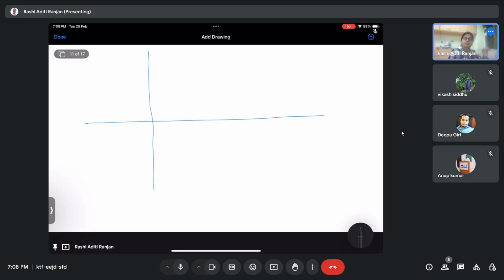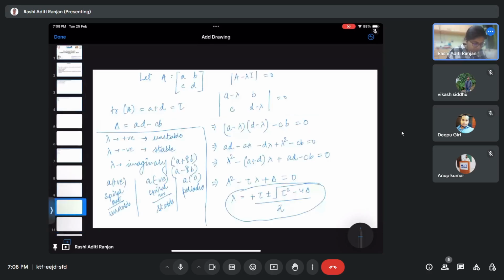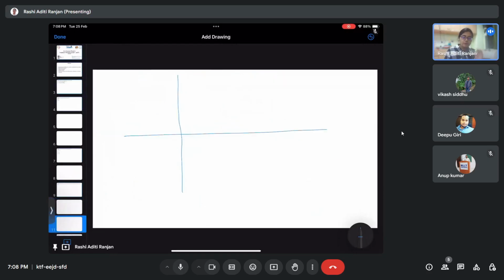Okay. Now, see. First, let us consider the case where the solution is a real number. For that, tau square minus 4 delta should be equal to what? 0. So if this is my trace and this is my delta, we are going to have a parabolic variation, right? So plotting a parabolic variation, something like this.